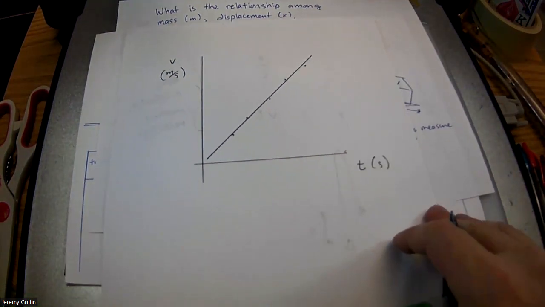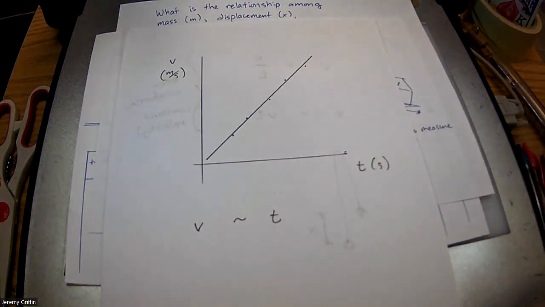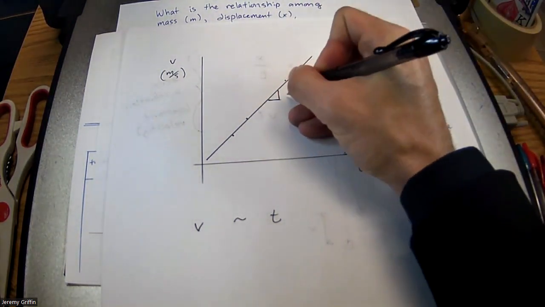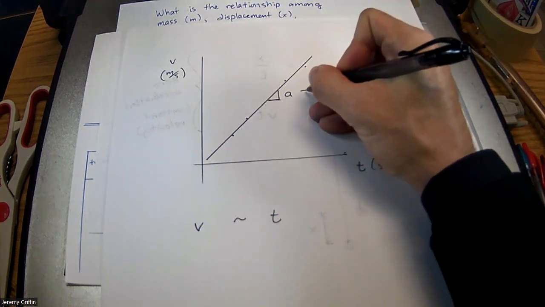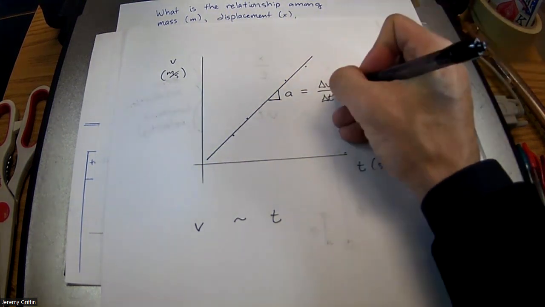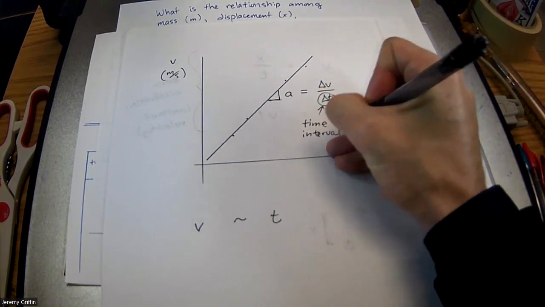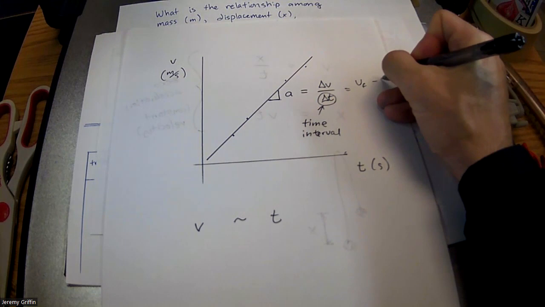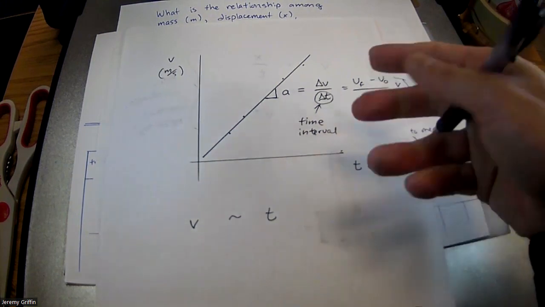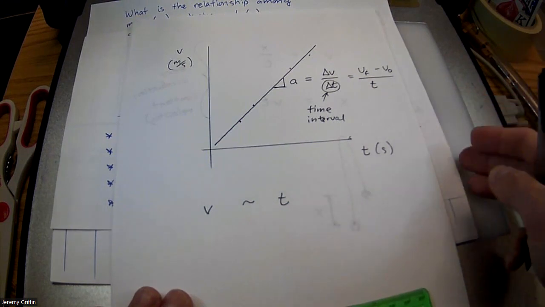So could you say that velocity is proportional to however much time has passed? And what's the slope of this line again? Acceleration. And here's the definition of acceleration: the rate of change of velocity per time interval. Delta t, I'm going to call the time interval, but delta v is like v final minus v initial. So there's the definition of acceleration, the rate of change of velocity. Okay, guys got that?